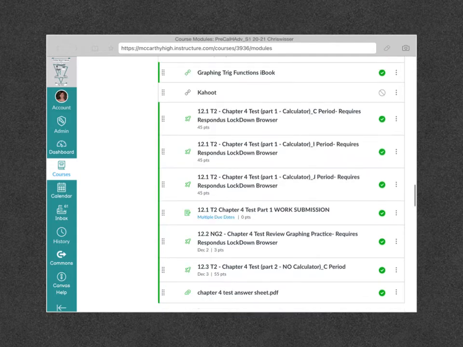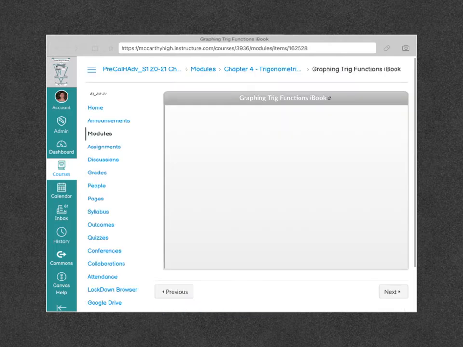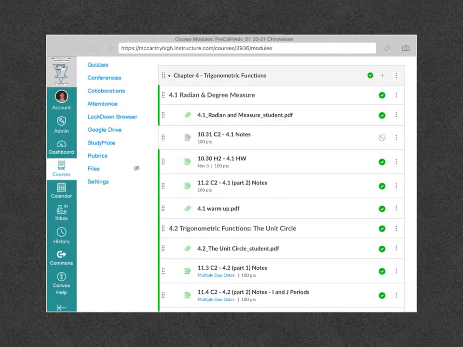There is a thing that says Graphing Trig Functions iBook. It's an iBook that I built, based on a project I've done in previous years where students created a how-to graphing book with videos of all the different kinds of trig functions. It's a free iBook. If you want to download it, it's separated by each type of trig function: how to graph it, what to do with a vertical shift, phase shift, all that good stuff. So if you need a little extra practice with your graphs, that's there.